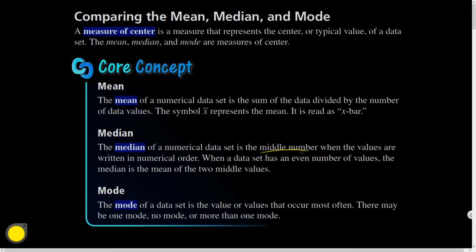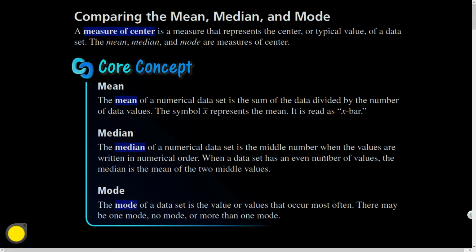Now, for median. The median is the middle number. In order to figure out what the middle number is, I'm going to have to arrange the numbers from least to greatest. What do I do if there are two numbers in the middle? I add them together and divide by 2. I take the two middle numbers and find the mean. So when a data set has an even number of values, the median is the mean of the two middle values.